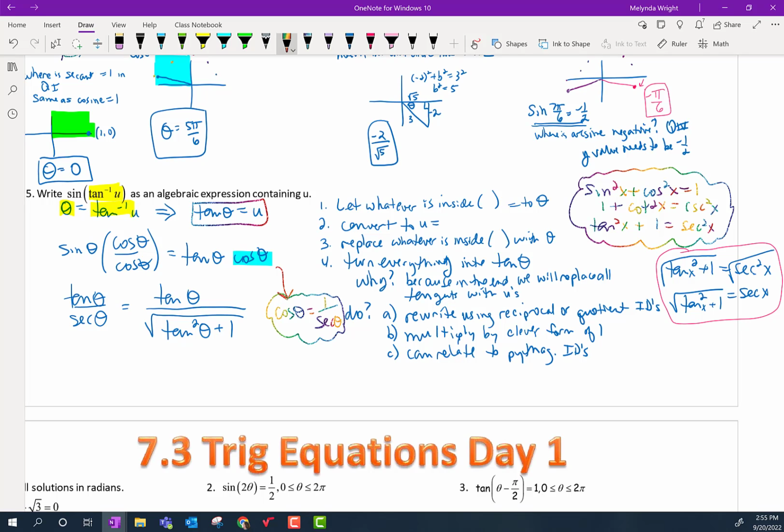My last step is this step right here. This is the last step, because in the end, we're going to replace all the tangents with u's. That's the final goal for us, is to get rid of all of the trig and put u's in there. So u over square root of u squared plus 1. This is my final answer.